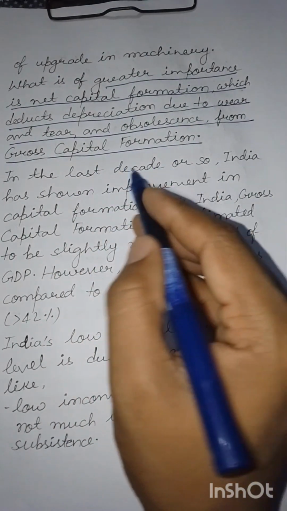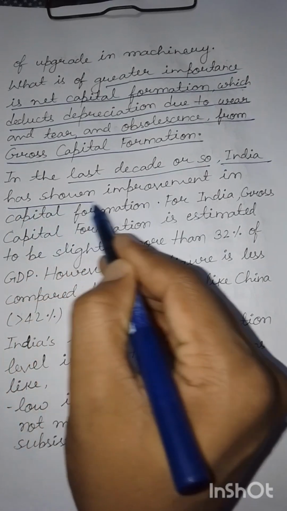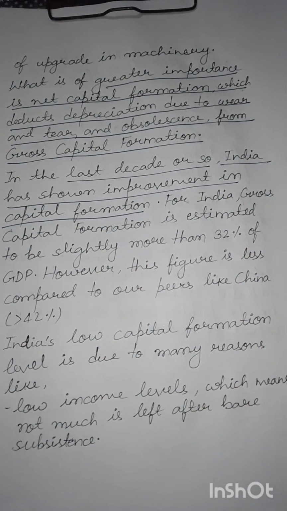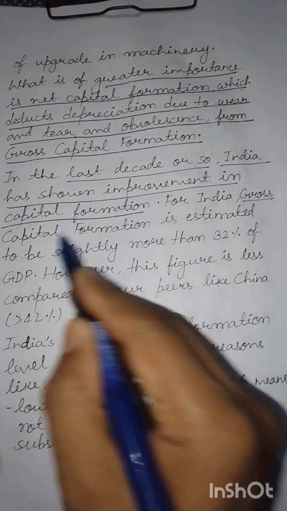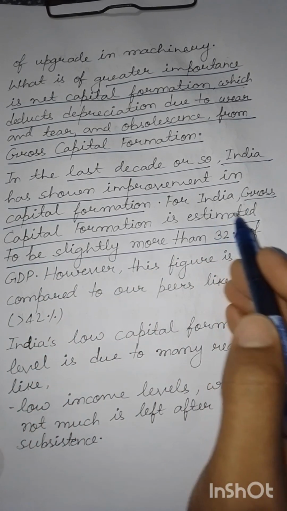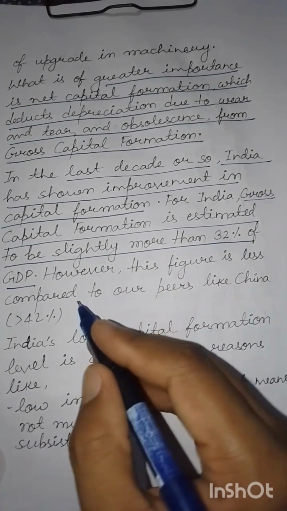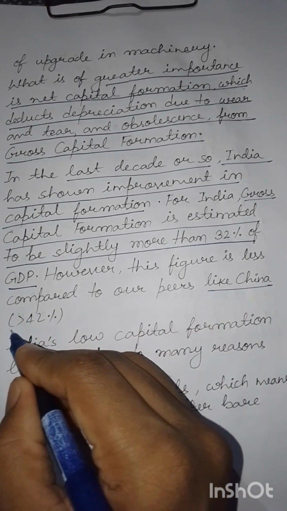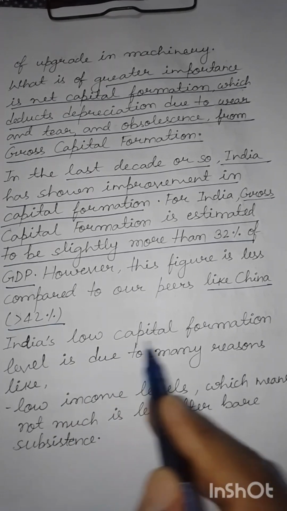Now, the state of capital formation rate in India in the last decade or so. India has shown improvement in capital formation. There is a trend of improvement in the last decade or so, though it fluctuates year by year. For India, gross capital formation is estimated to be, this is an important piece of statistics, try to remember it, slightly more than 32% of GDP. However, this figure is less compared to our peers. For example, for China, it is more than 42%. So compared to our peers like China, our gross capital formation rate is actually quite less, by 10 percentage points.